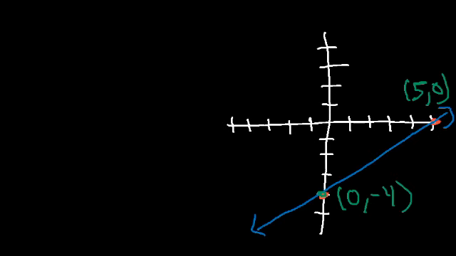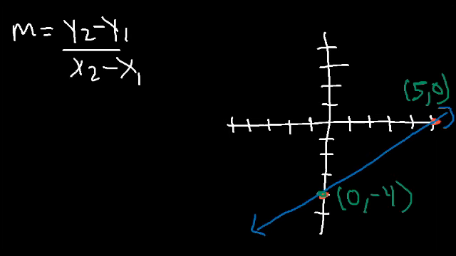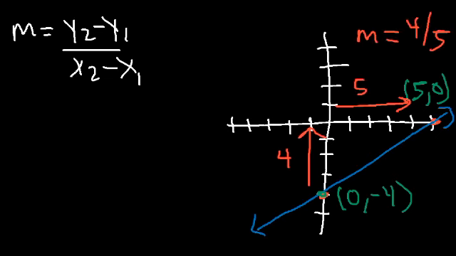So what we can do is find the slope using y2 minus y1 over x2 minus x1. Or you could just look at the graph. You can see that the rise is 4 and the run is 5. So rise over run, that means that the slope should be 4 over 5. But let's also use the equation, if you prefer it that way.